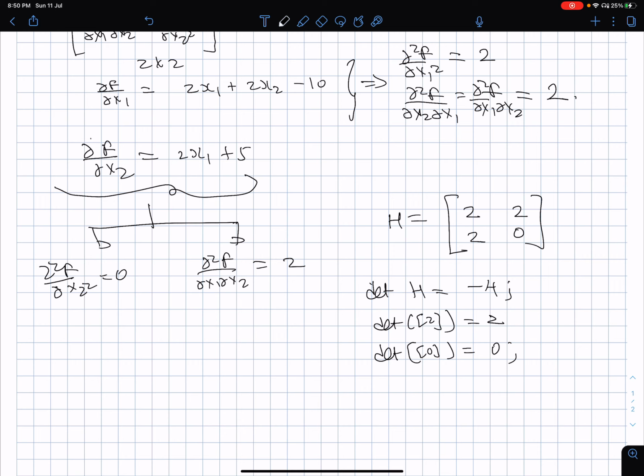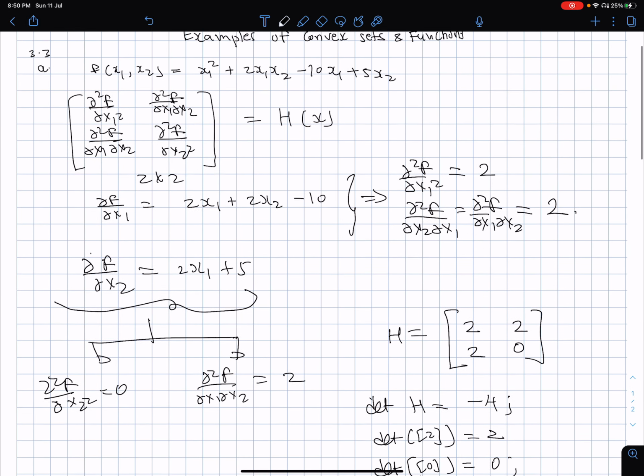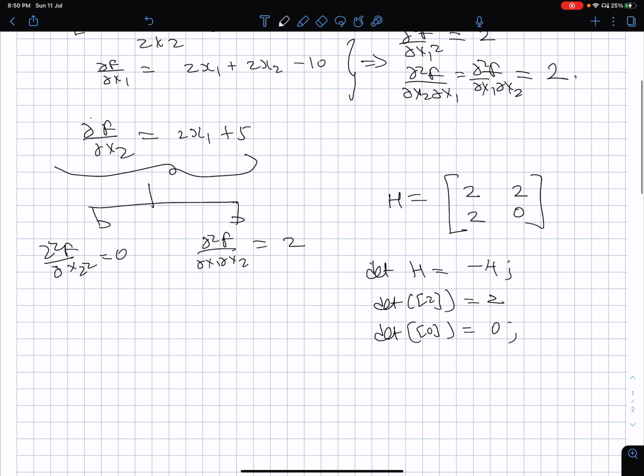So if it is an indefinite matrix, then this function is neither convex nor concave. It's possible sometimes that the negative of the function may be convex. So in that case, we call the function concave. In this case, it is neither convex nor concave. Is that right?